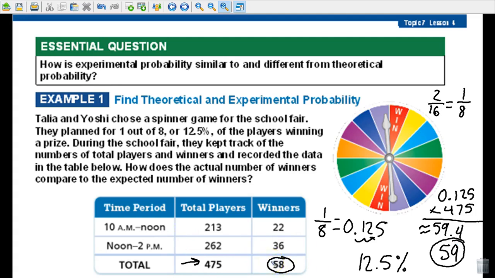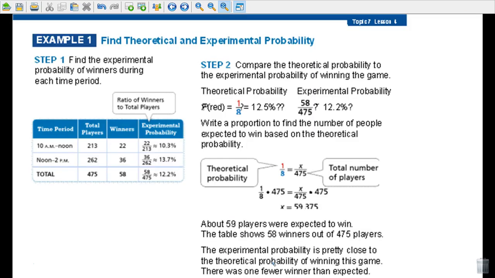You can go ahead and pause if you need to write all this stuff down. I'm going to move to the next slide. Here it is. They show you step 1. You can find the experimental probability of everything. So this is the real winning percentage. The experimental winner percentage is 12.2, where our theoretical probability was 12.5.